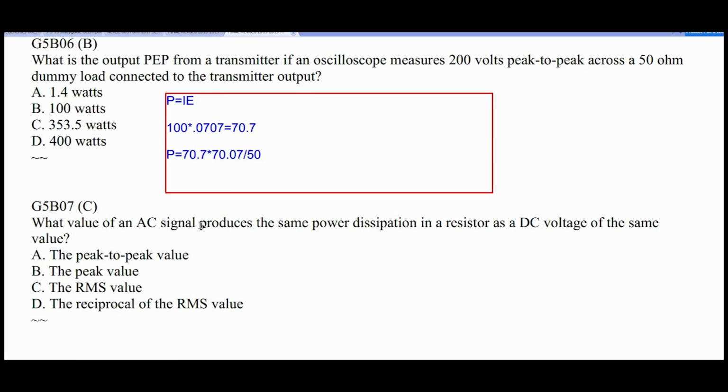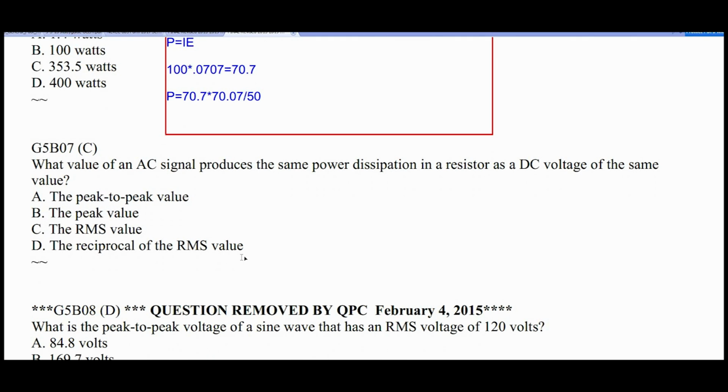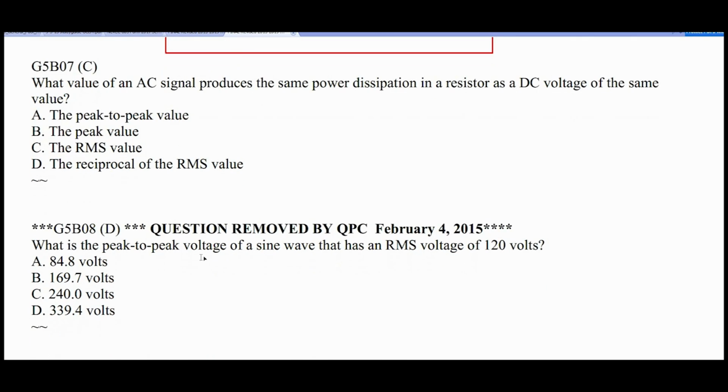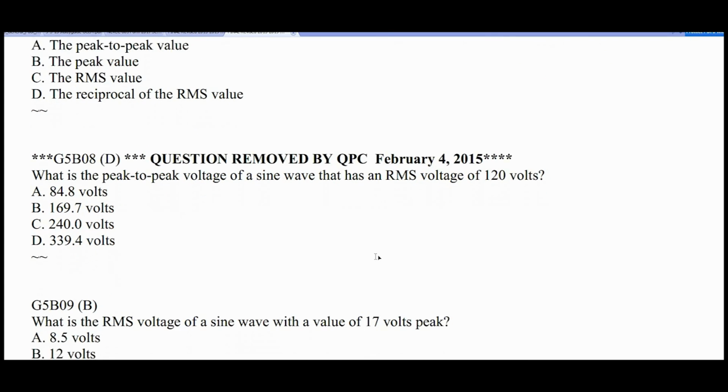G5B07, what value of an AC signal produces the same power dissipation in a resistor as a DC voltage of the same value? Well, this is going back to this other question. We're back to root mean squared, RMS. Well, I guess we're lucky they removed that one.